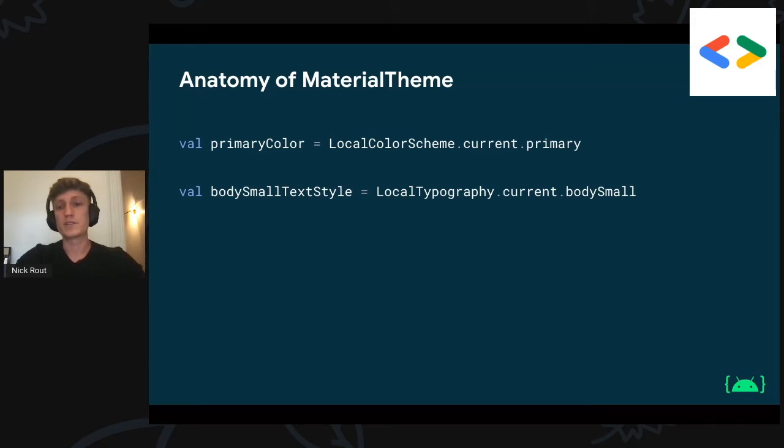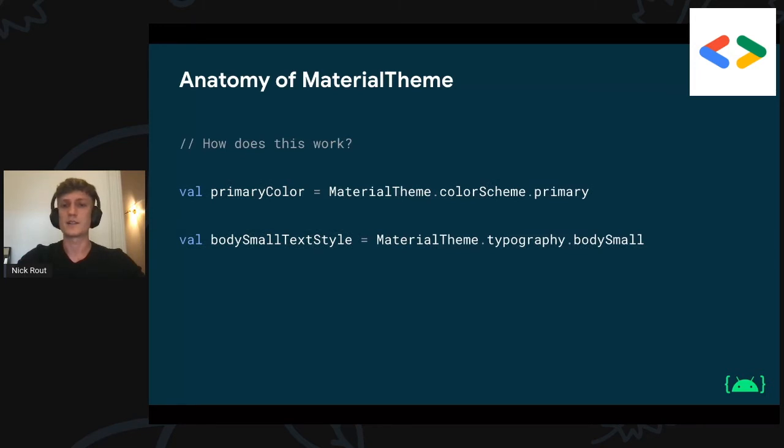When you actually want to access the value of a composition local, you'd normally do it like this. You'd say local color scheme dot current dot primary, or local typography dot current dot body small. This would happen inside your app within the theme. So how does this work? Why does material theme have this special notation where you say something like material theme dot color scheme dot primary, and how did material theme get this special use case? Well, as it turns out, it's not that special.